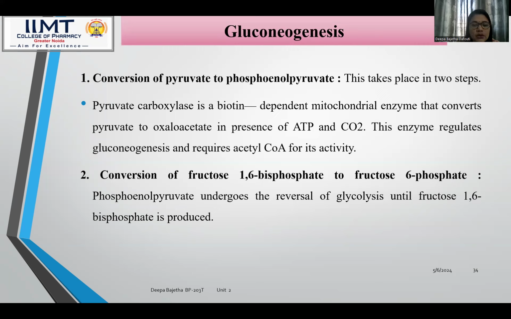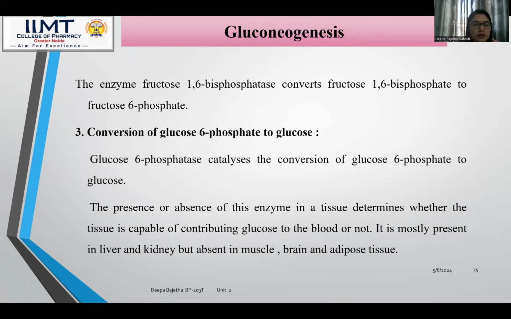Second is conversion of fructose 1,6-bisphosphate to fructose 6-phosphate. Phosphoenol pyruvate undergoes the reversal of glycolysis until fructose 1,6-bisphosphate is produced. Third step is conversion of glucose 6-phosphate to glucose. Glucose 6-phosphatase catalyzes the conversion of glucose 6-phosphate to glucose. The presence or absence of this enzyme in a tissue determines whether the tissue is capable of contributing glucose to the blood. It is mostly present in liver and kidney, but absent in muscle, brain, and adipose tissue.